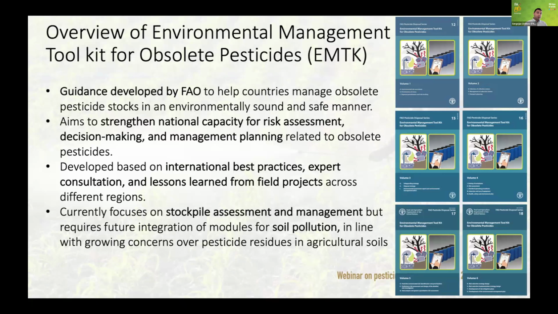And apart from the trainings that we provide, we have the EMTK guidelines, a 6-volume set of guidelines or toolkit for obsolete pesticides, targeted at project managers who are in charge of national obsolete pesticide programs in their country, to help them design risk reduction strategies for the risks caused by obsolete pesticides.